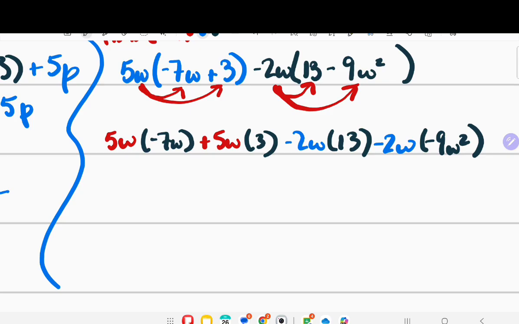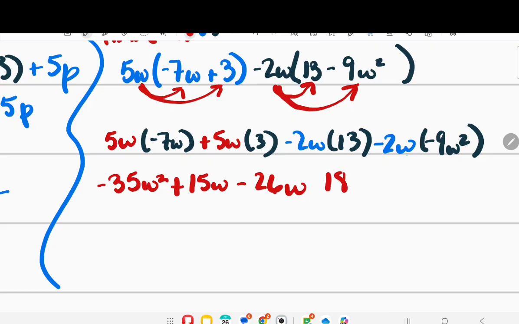Here we go. So 5 times negative 7 is what kind of 35? Negative 35. But what happened to those w's? W squared, because 1 and 1, right? Then 5 times 3 is what? 15. You keep the W because you got one. What sign we have between it? Plus sign. Then we say negative 2 times 13 is a negative 26. And there's a W between them. That's all you got, so the W is there. Then, come back. Negative 2 times what? That is a positive 18. And then W times W is W to the what power?